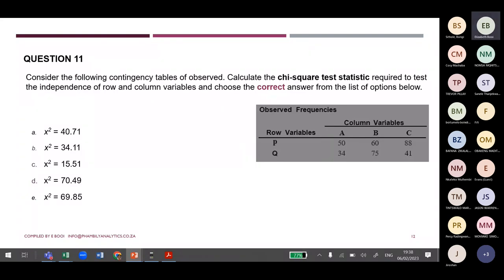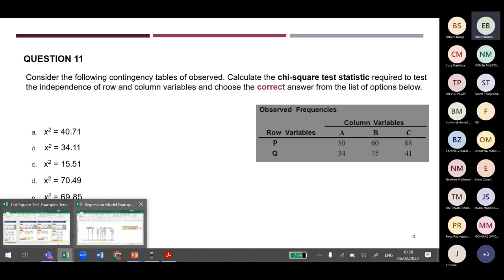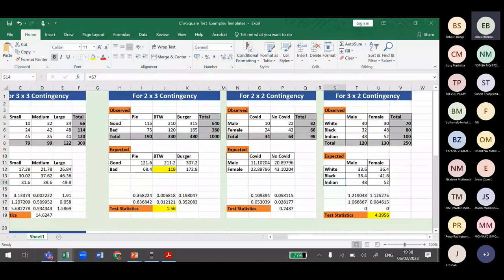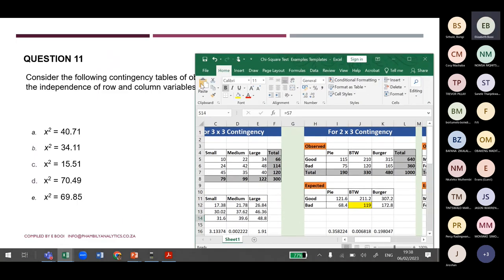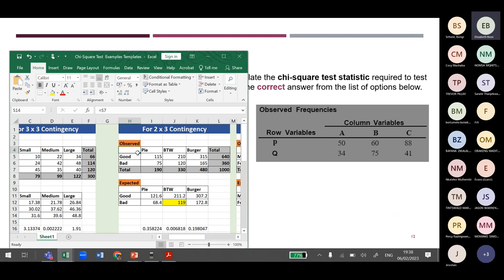Consider the following contingency table of observed values. Calculate the chi-square test statistic required to test for independence of rows and columns variables. Choose the correct answer from the list below. So we have a contingency table with two rows and three columns. This is when you can use your template. We know that we have a 2x3, so I'm going to use my 2x3 template and take it to the side.